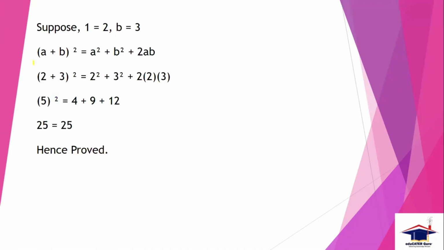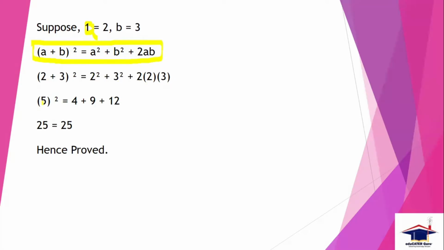So here there is an example. So suppose a equals 2 and b equals 3. So if we write this formula, a plus b whole square is equal to a square plus b square plus 2ab, then a equals 2 plus b equals 3 whole square is equal to 2 square plus 3 square plus 2 into 2 into 3.